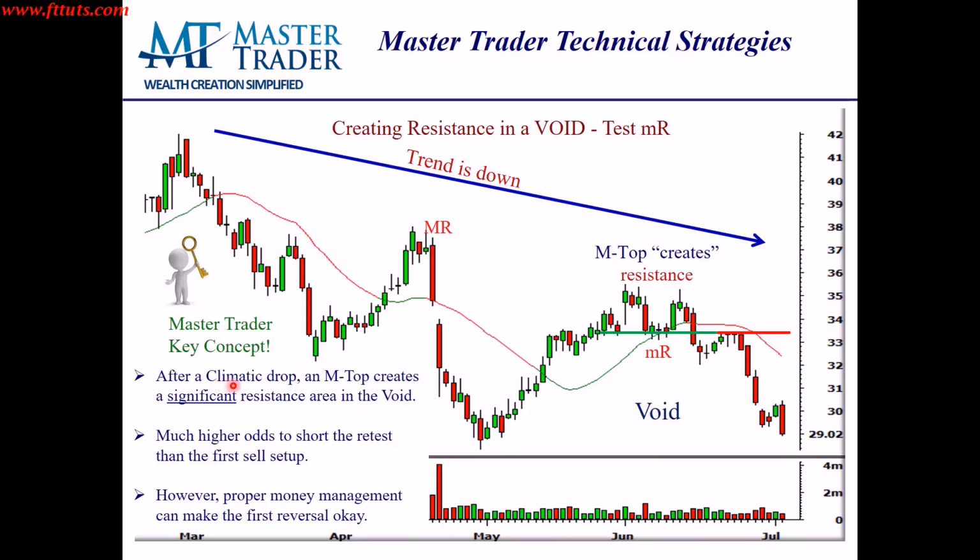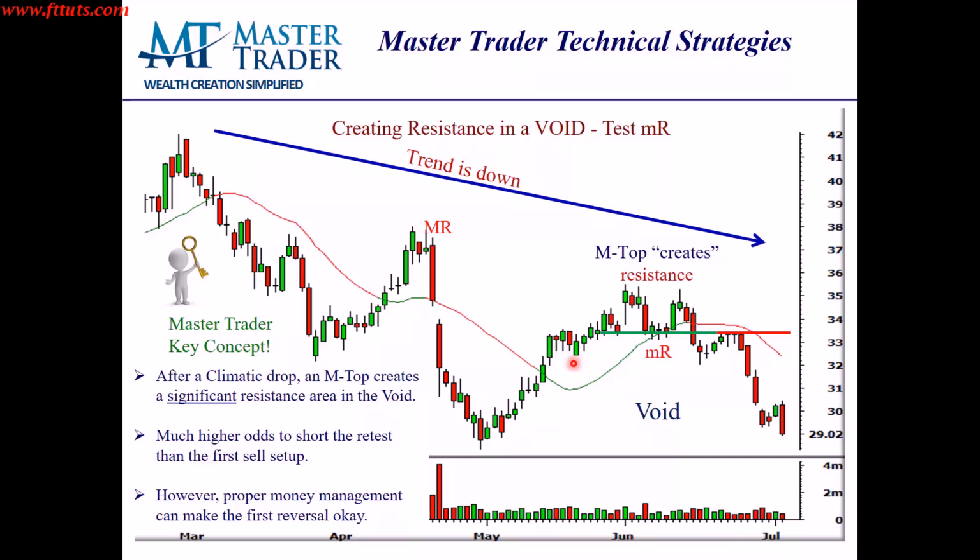And so after a climactic drop, let's just back up for a second here. Because here we have a little sell setup. But notice that it's right in the area of price resistance. And that's okay. This type of sell setup, I'm really focused on here is sell setups after a climactic drop, not taking the first turn.